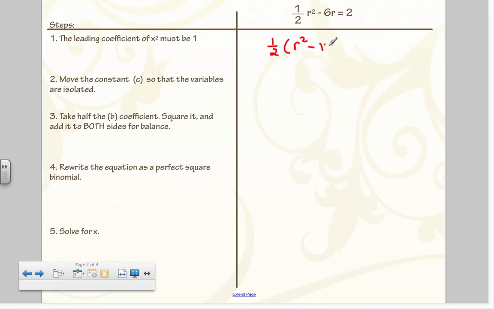This would be 12, right? Because if I distributed, I should get back my original problem. Half of negative 12 is indeed negative 6.